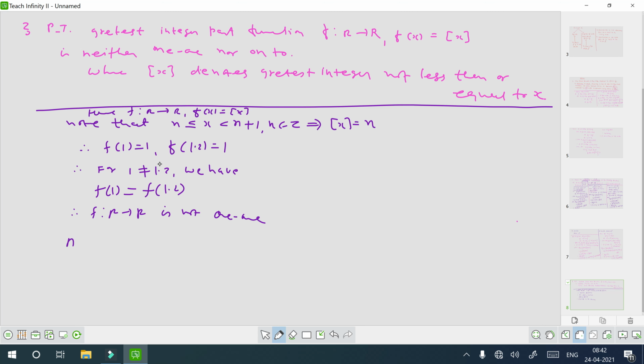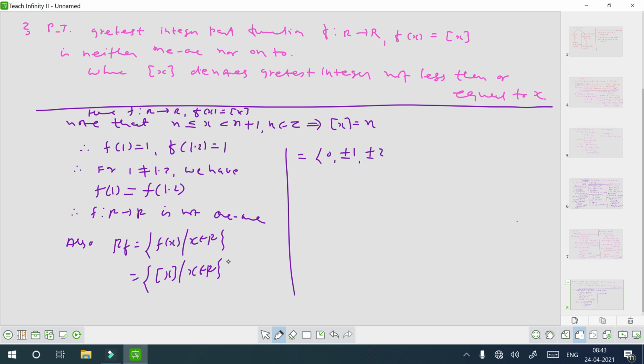and therefore f from R to R is not 1-1. Also, range of f is equal to f of x, x belongs to R, is equal to the integer part function of x, x belongs to R, and that is equal to 0, plus or minus 1, plus or minus 2, and so on, which is Z. Therefore range of f is Z, which is not equal to the codomain R, and therefore f from R to R is not onto, is not surjective.